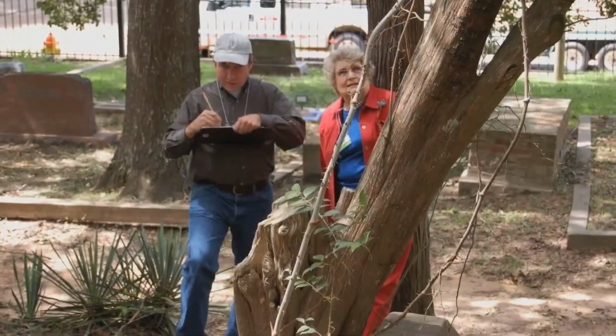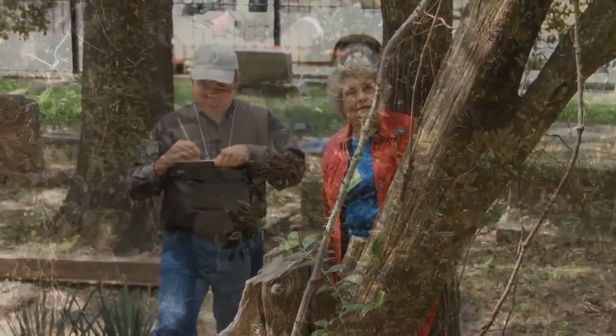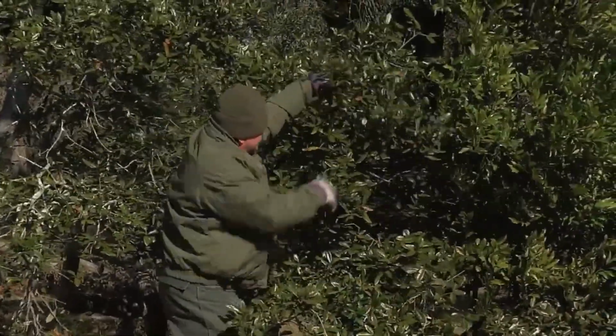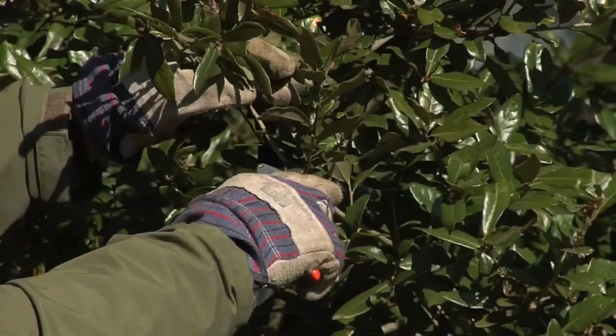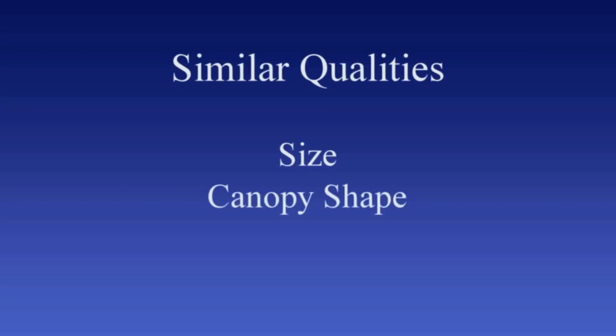When selecting a replacement, it is important to retain the qualities of the original tree. If possible, an in-kind replacement propagated from the existing tree should be used. Alternatively, a tree of the same species or one with similar qualities such as size, canopy shape, and foliage character can be an acceptable substitute.